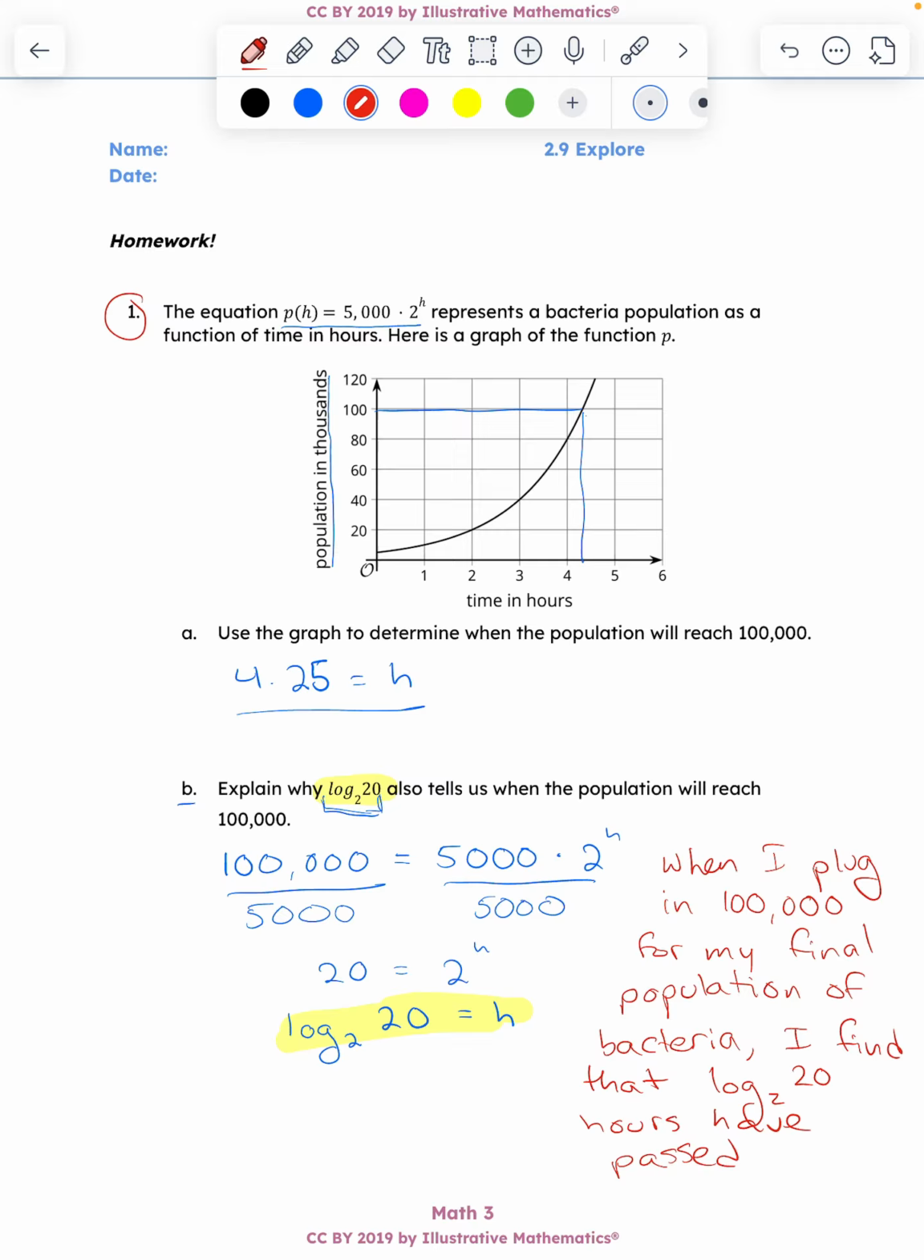Another way that we could describe it is we know that an exponential function and a logarithm of the same base are inverses of one another. So in this particular case, we're looking for what I plug in on one side for my x to get my 100,000 on my y. But we'll talk more about inverses and exponentials and logs later in this packet.